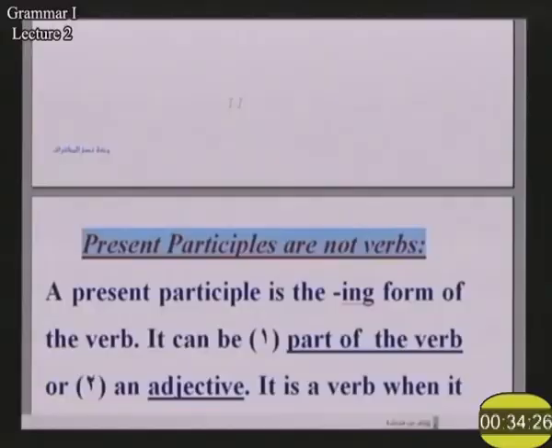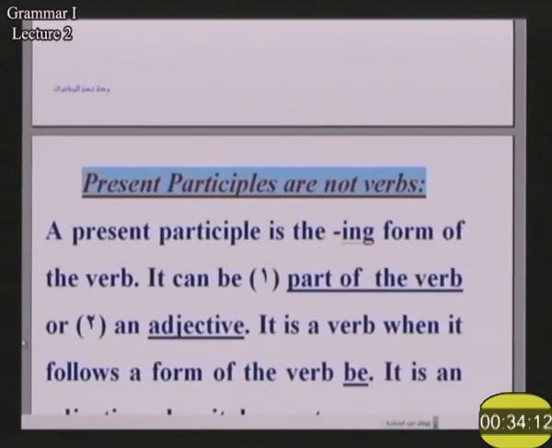Present participles are not verbs. A present participle, ده الكلام اللي قلناه دلوقتي. A present participle is the ing form of the verb. It can be, number one, part of the verb. Or, number two, it can be an adjective. احنا المرة دي, we are going to talk about present participles being parts of the verbs and being adjectives.